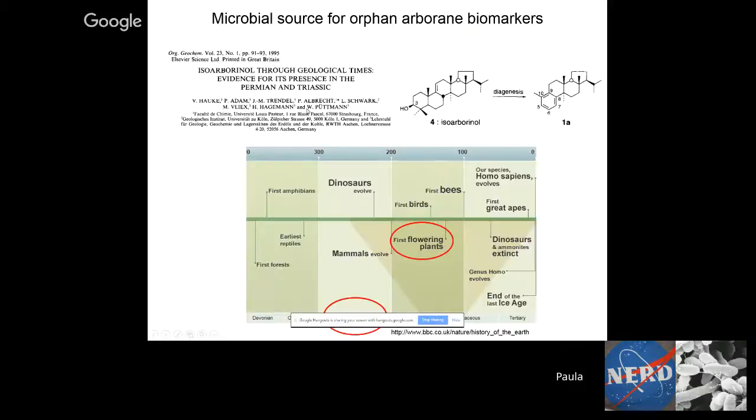And that's significant because if we look at when flowering plants first appeared, it seems that they appeared in the Cretaceous. And so you have biomarkers that are attributed to flowering plants actually occurring in the Permian and Triassic, which is 100 million years before that. And so what has been proposed for many years is that there was a microbial source, and this was kind of an orphan, what we call arborane biomarker. And so we're excited because our organism might actually be producing, and might be considered a source for, this orphan biomarker.